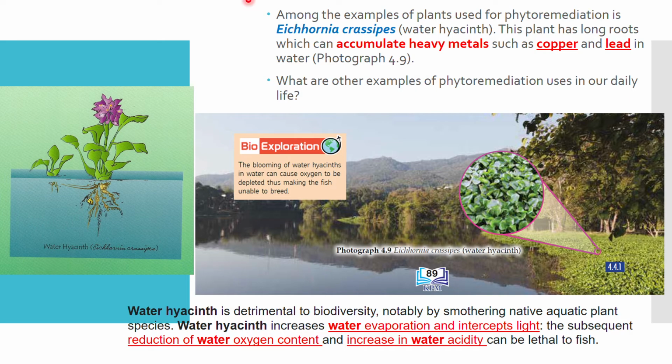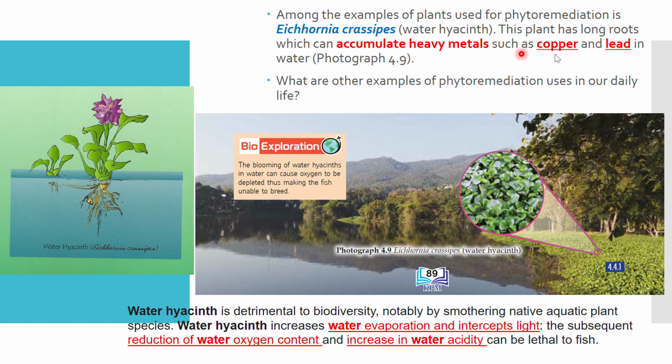Okay, so let's look at examples of plants, or what are the phytoremediation plants. This is the picture of the water hyacinth, with the scientific name Eichhornia crassipes. This plant has long roots. As you can see right here, the roots are able to accumulate heavy metals, for example copper and lead in the water.